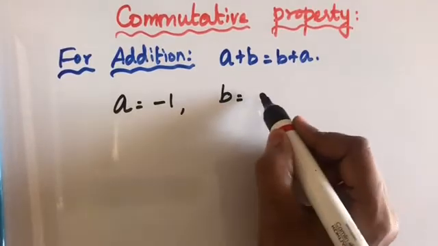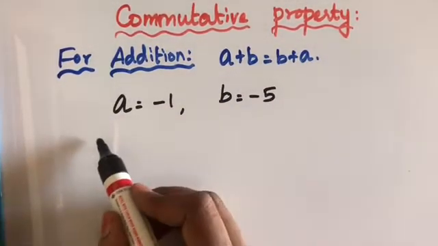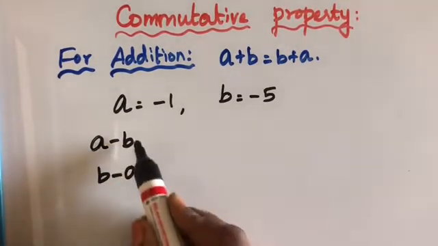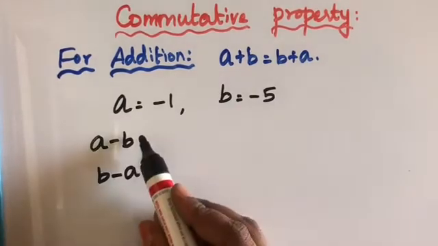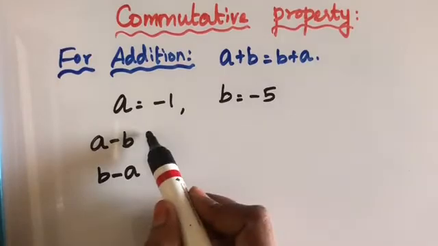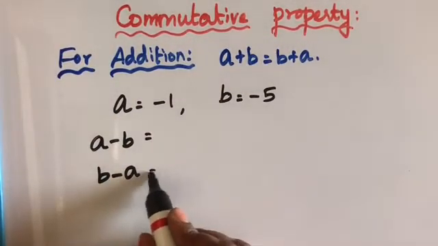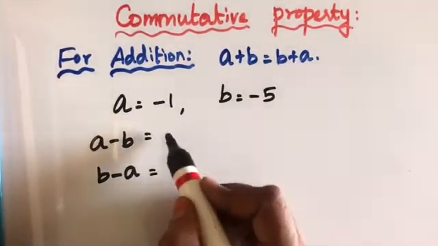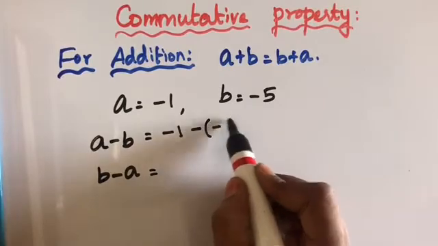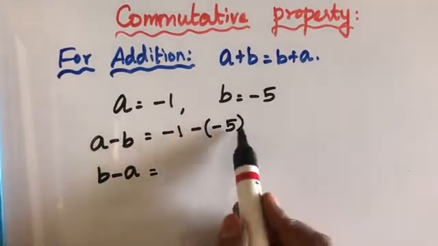b is equal to minus 5. Okay. So, we have to calculate a minus b as well as b minus a. If you get the same values for both of these, then the commutative property is suitable for subtraction on integers also. We will check. It is a is minus 1 minus what is b? It is minus 5. Okay, a is minus 1 minus b is minus 5.